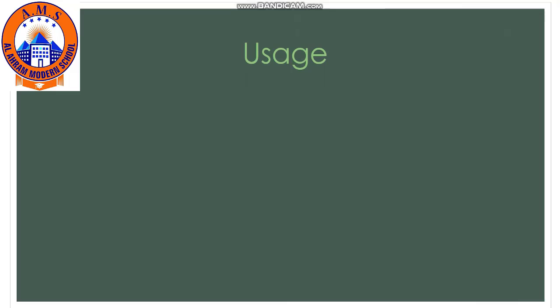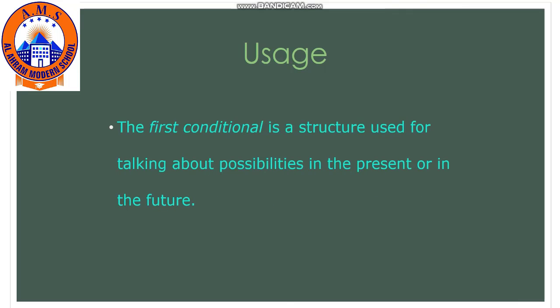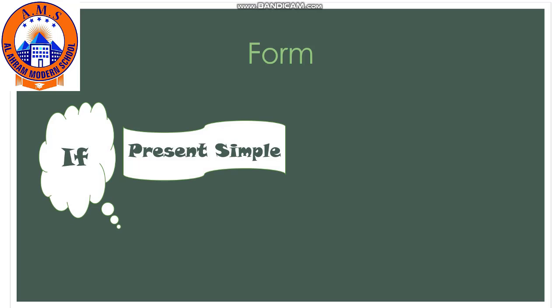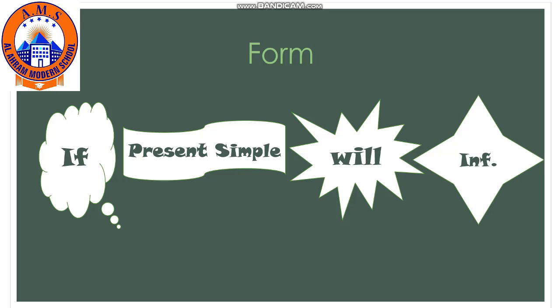Usage. When do we use the conditional if, first case, or type 1? The first conditional is a structure used for talking about possibilities in the present or in the future. So, we use the first conditional or type 1 when it is a possible action to happen. Okay? The form: we have if, present simple, will, plus infinitive.